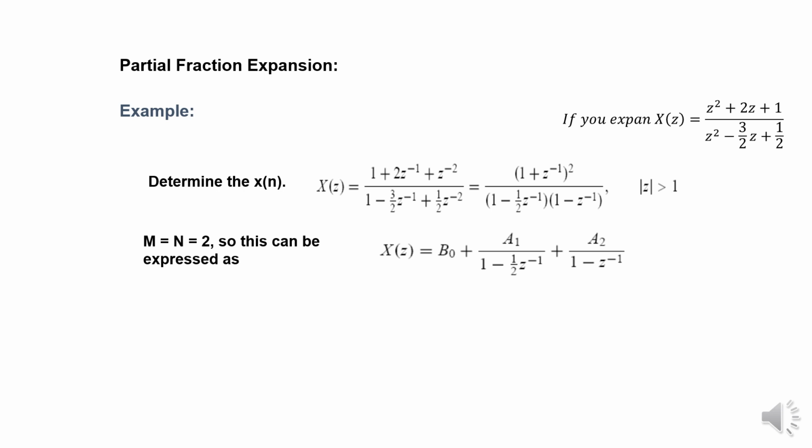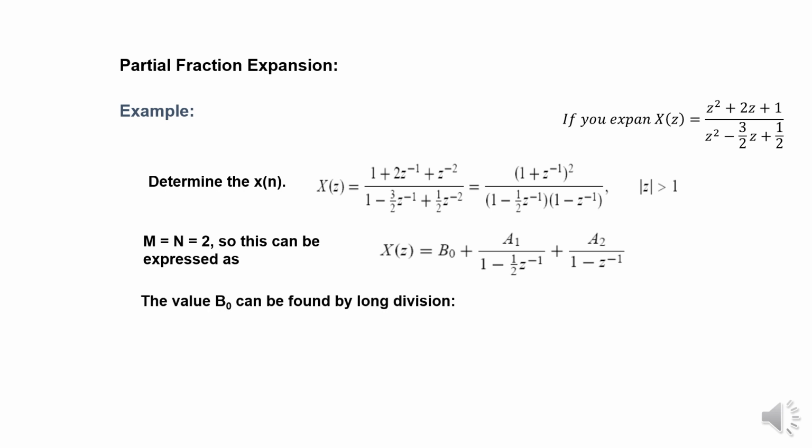So we haven't got into finding the inverse transform. We are still in the process of finding partial fractions. So how can we find B naught? In order to find B naught, you have to divide the numerator of X(z) by the denominator of X(z). In here, we can use long division.